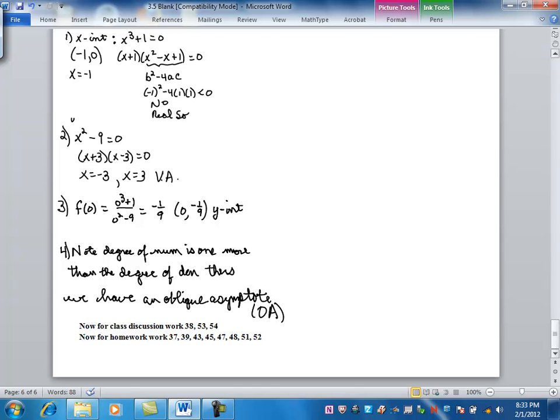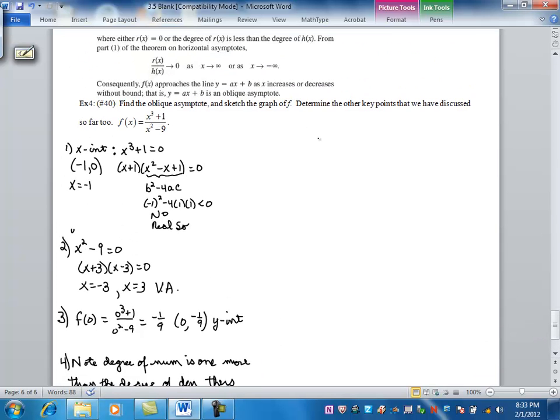So we need to find the equation of that. We're going to do that by a little polynomial division here. You remember this. x cubed plus 0x squared plus 0x plus 1 divided by x squared minus 9. We know x cubed divided by x squared is simply x. This gives me an x cubed minus 9x. You'll remember we need to subtract, which causes me to change the signs. Leaves me with a remainder of 9x plus 1.